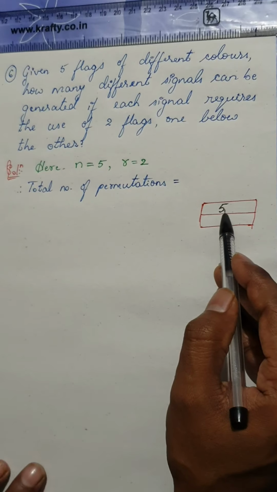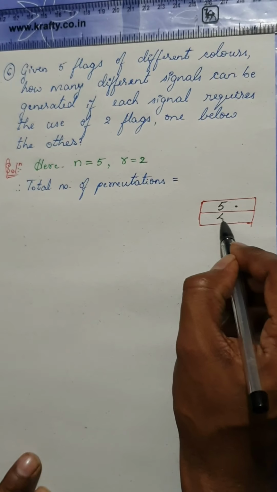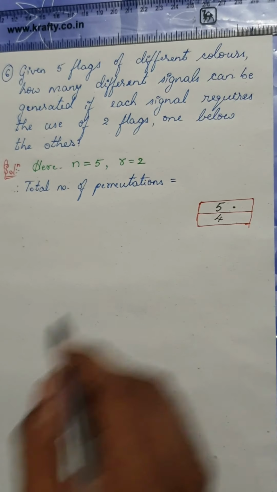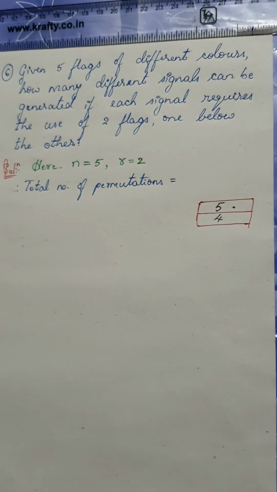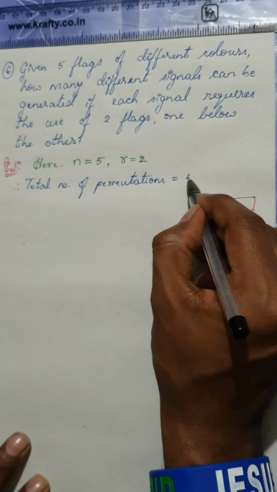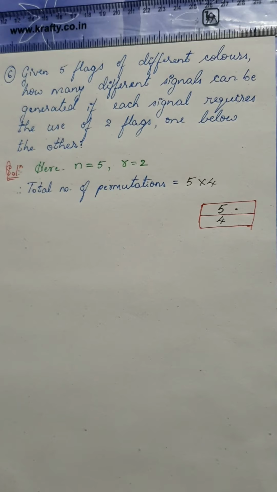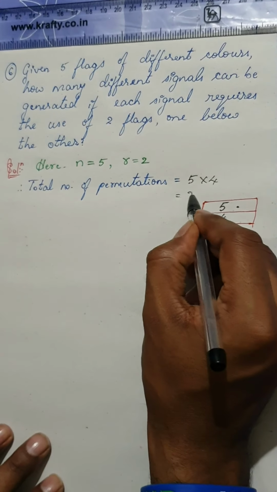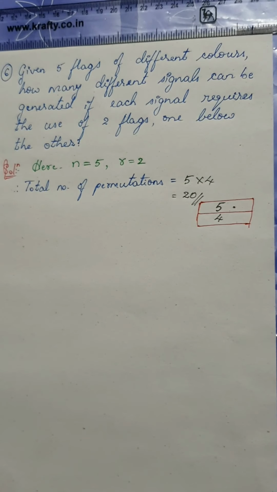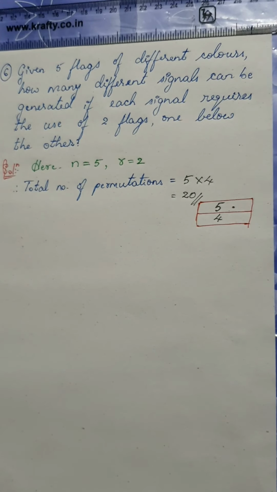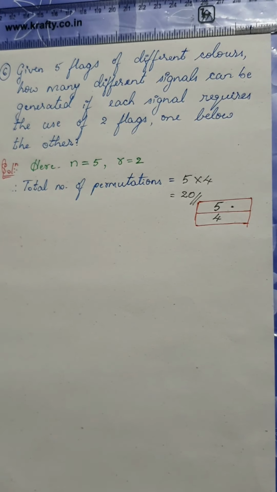So the top layer can be taken by any of the 5 colors. Once one color is fixed, the bottom layer can be taken by any of the 4 remaining colors. Is it clear? It's a very simple question. I don't want you to get confused here. Therefore, the total number of permutations would be nothing but 5 into 4. Is it clear? So 5 into 4, that is nothing but 20 different signals you can make with the given condition. Very simple question, dear students. As I tell you, first you have to understand the question and use the logic here. These are all logical questions.